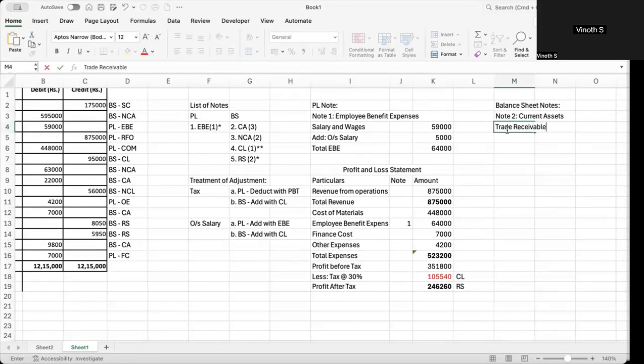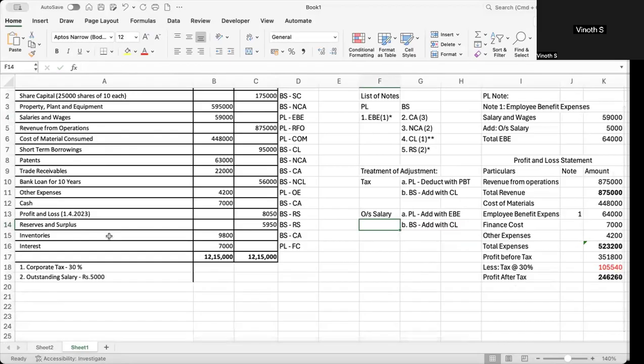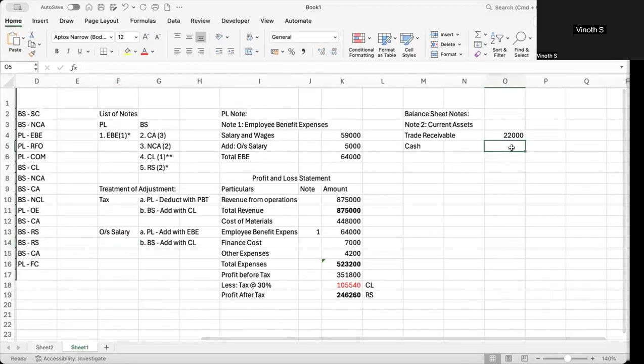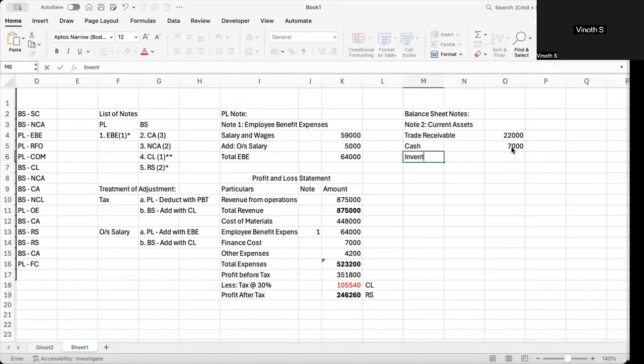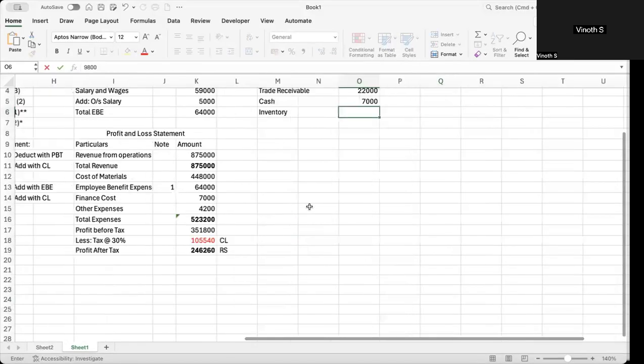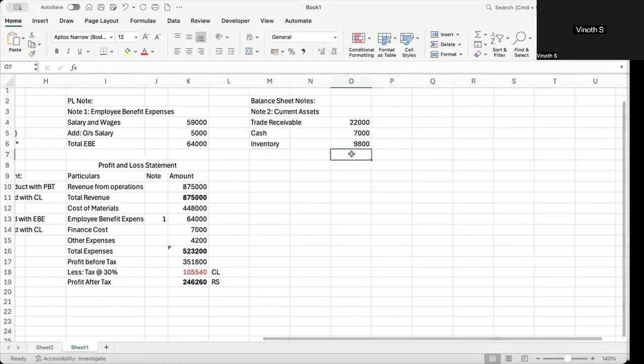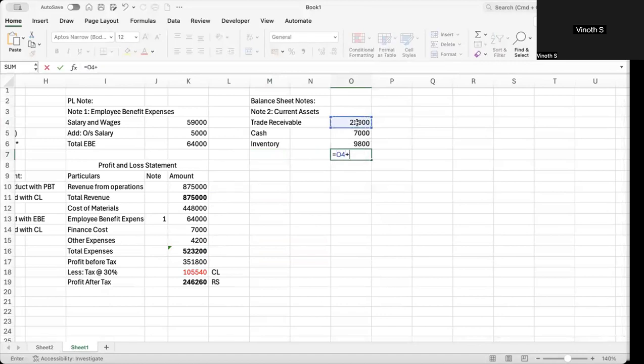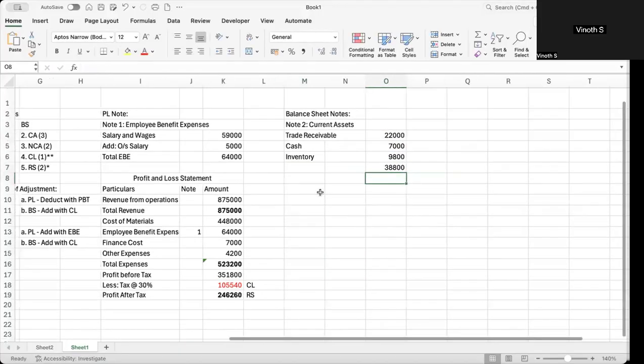Trade receivables, 22,000. Next is cash, 7,000. The next is inventory or stock, 9,800. I hope it is correct. Yes. Therefore, total. So these 3 become the current assets. So note 2 is over.